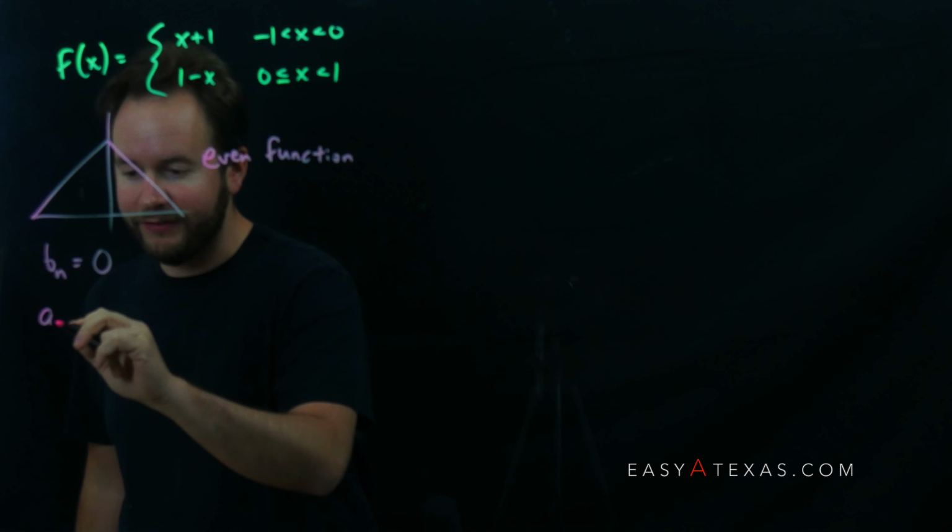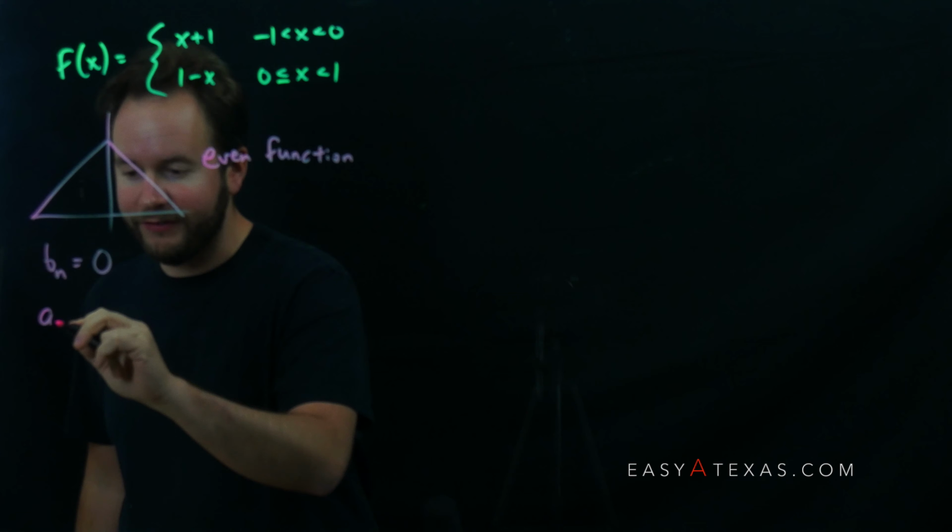I want to construct the Fourier series for this piecewise function. So what I want to do first is draw a quick picture of the graph. This first piece, x plus 1, is a line segment with a slope of 1 and a y-intercept of 1. So it looks like this. This next line segment has a y-intercept of 1 but a slope of -1. So it looks like this.